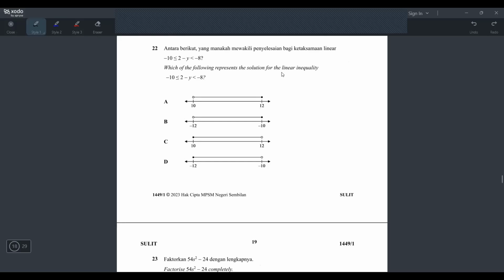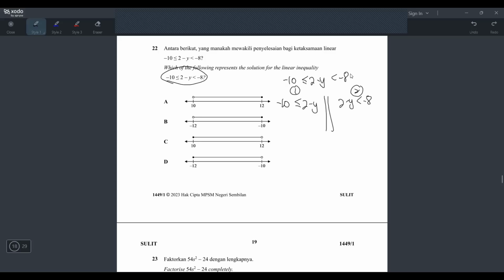Okay, number 22. Which of the following represents the solution for linear inequality? This, all right, negative 10, smaller sama dengan 2 minus y, smaller negative 8. Okay, this one, you can take it out. How do you take it out? Like this. Negative 10, smaller sama dengan 2 minus y. That's my first one, all right? The second one, 2 minus y, smaller negative 8.